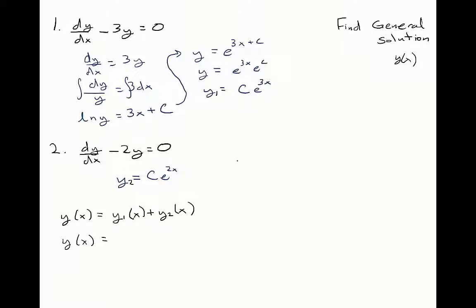I'm going to change my c's because these arbitrary constants are not the same. So I'm going to change this c to a. I'm going to change this c to b. So we have a e to the 3x plus b e to the 2x. Now, in order to find out what a and b are, we would need some initial conditions or boundary conditions, and hopefully you still remember how to do that.